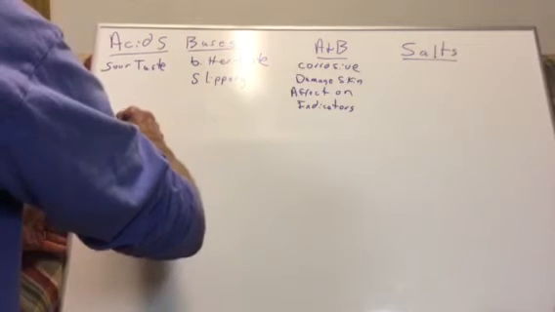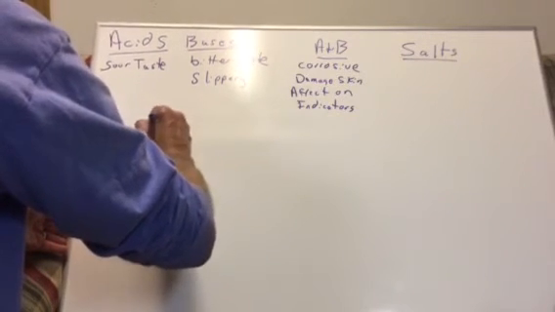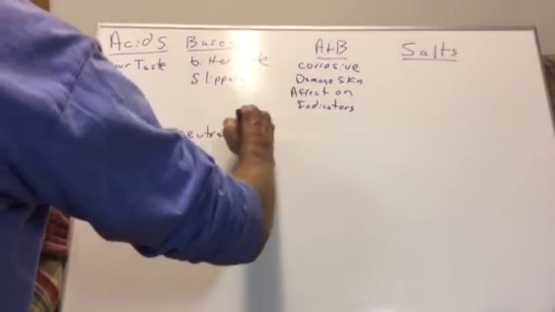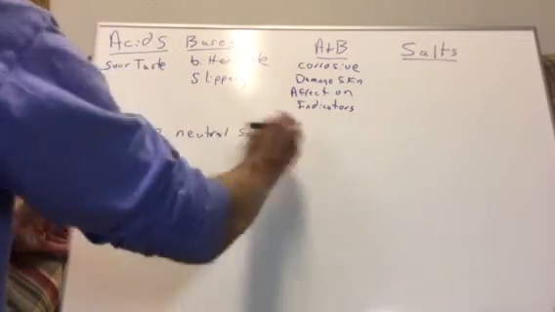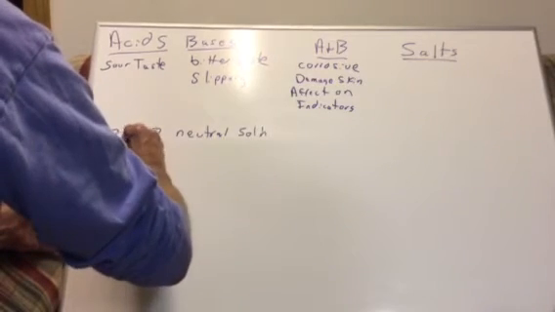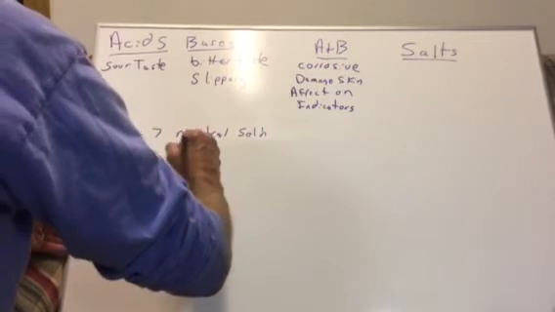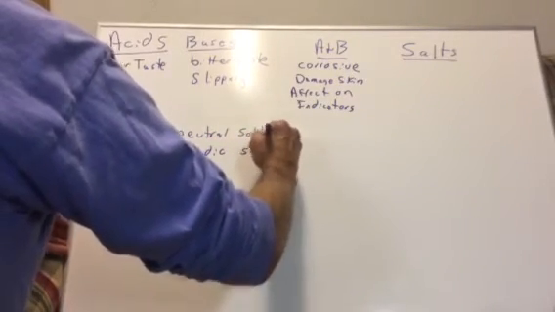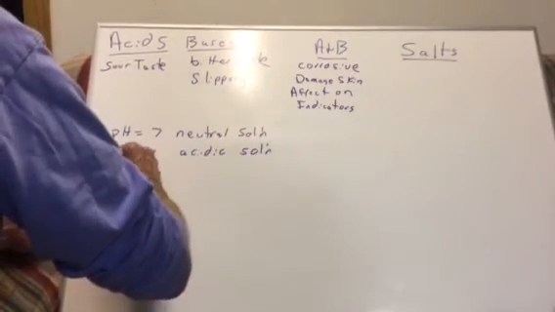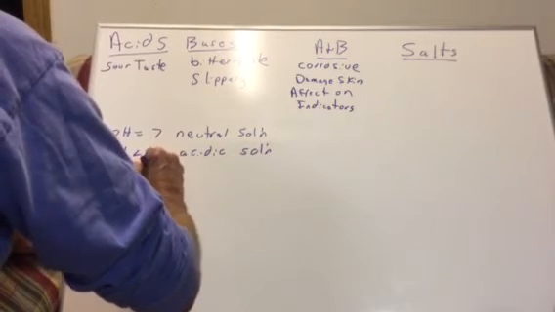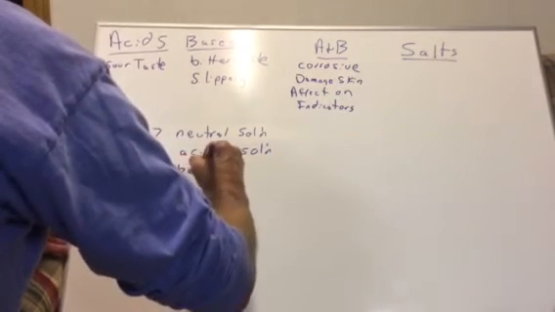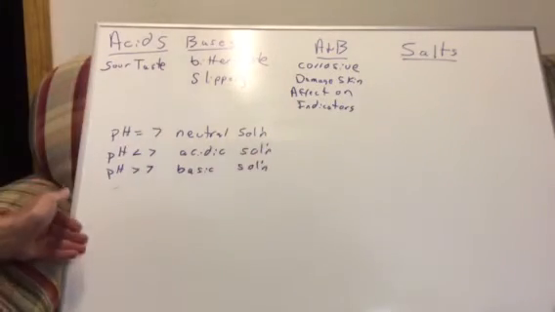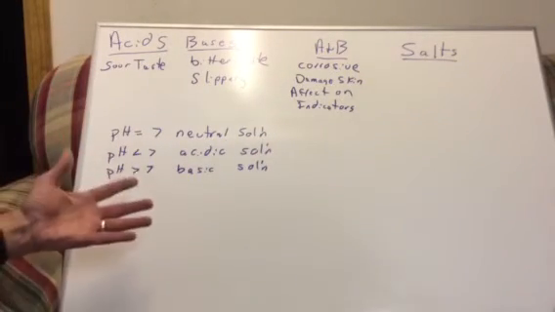And pH, if it equals 7, it's a neutral solution. If the pH is less than 7, it's an acidic solution. And if the pH is greater than 7, it's a basic solution. Okay, so pH is just a way of measuring it.